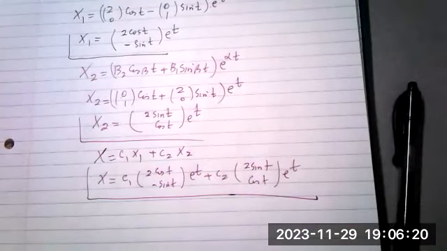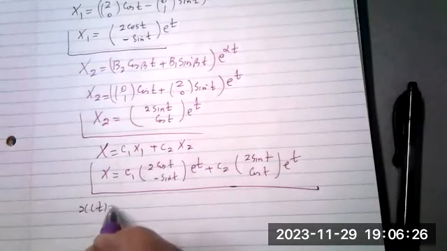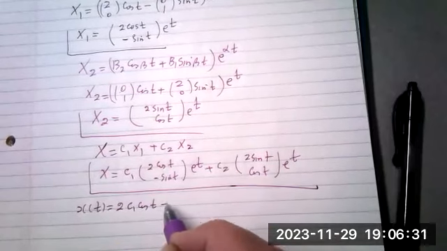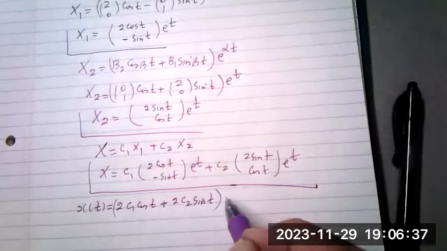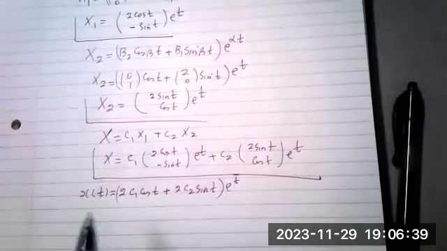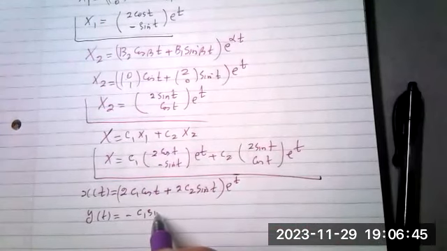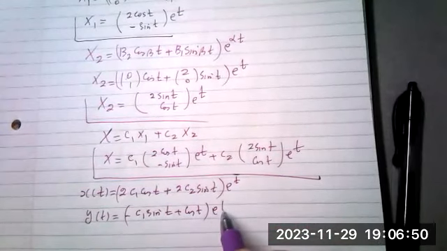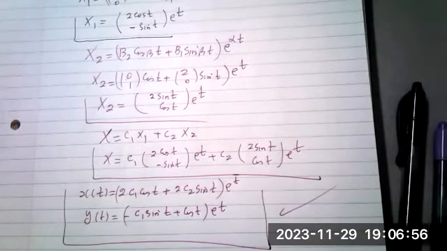Let's find out, in case we ask for x and y as components. x of t is going to be the first one, 2 C1 cosine t plus 2 C2 sine t, times e to the t. And y is going to be the second one, minus C1 sine t plus C2 cosine t, times e to the t. This is if you want to get it as components. So it's a nice case that you have for doing the application.